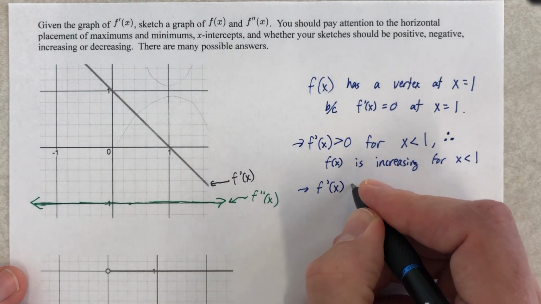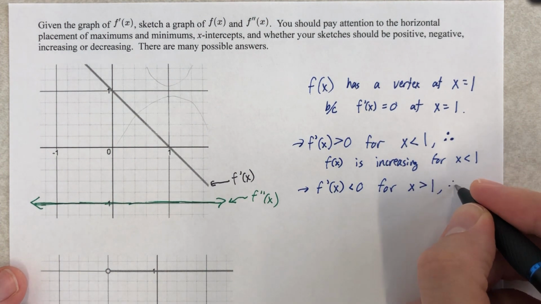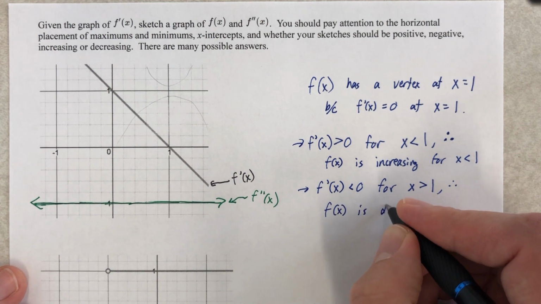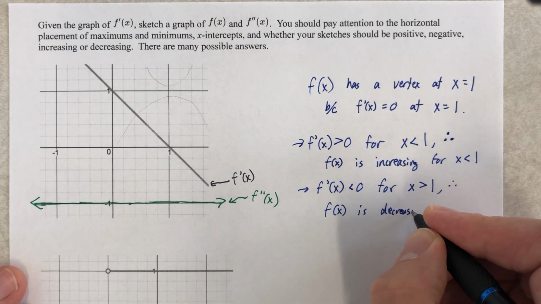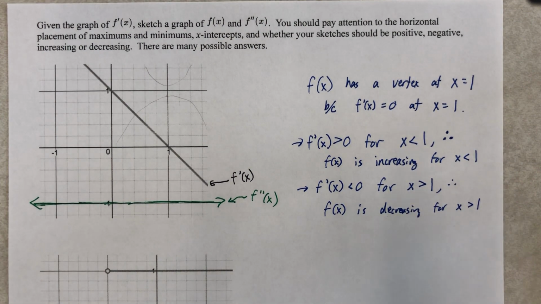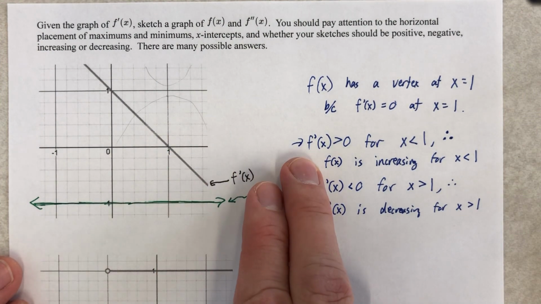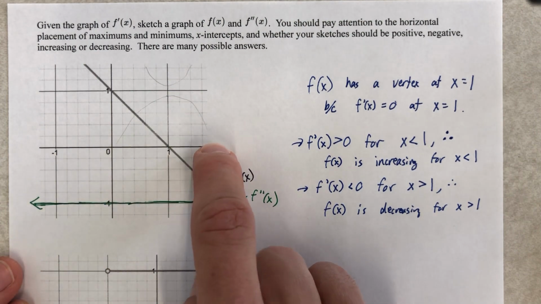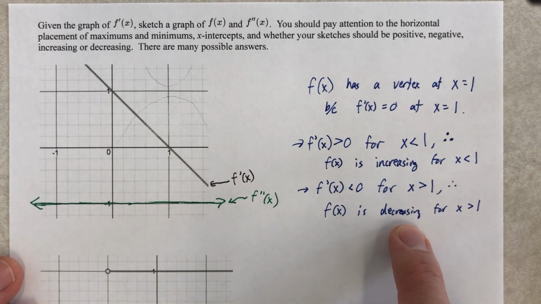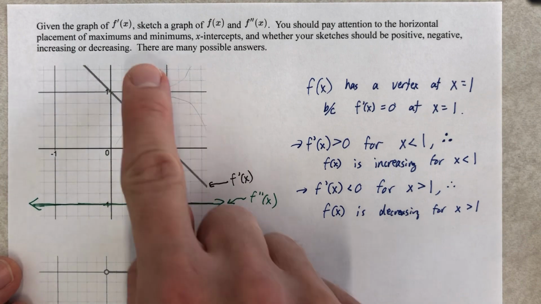The derivative is negative for x values that are greater than 1. Therefore, you know where this is going, the original function is decreasing for x values greater than 1. So we need a function that increases until we get to 1 and then decreases afterwards. So is it upside down or right side up? We need increase then decrease. I think we've chosen it correctly. It is this one, not this one.